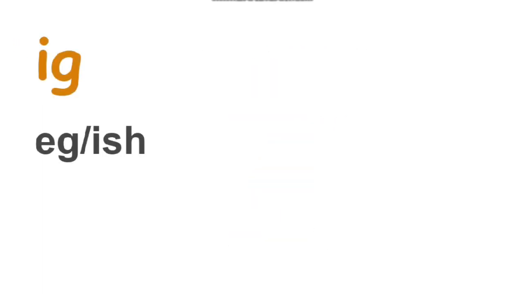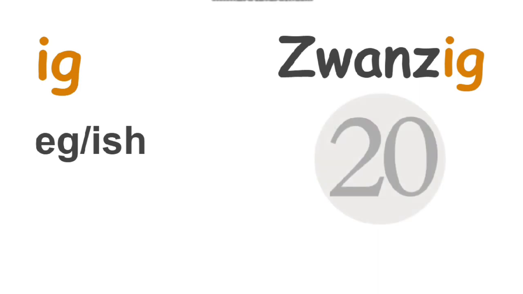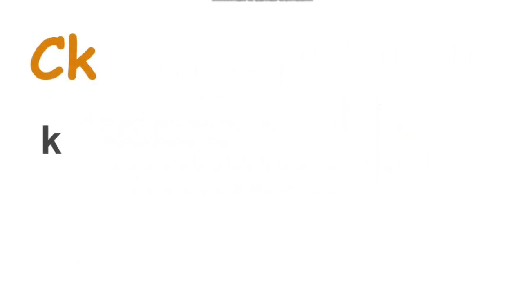The next combination is IG. It's your choice. You can read it as ig or ish, like zwanzig or zwanzish. Zwanzig means 20. Z is pronounced as TS in the German language. That's why it is called zwanzig.